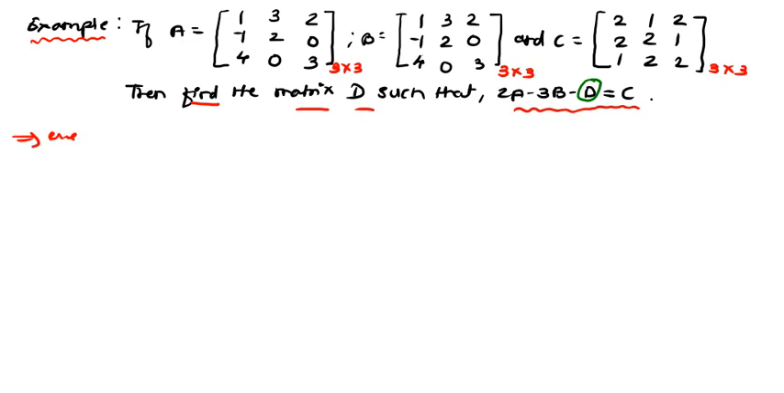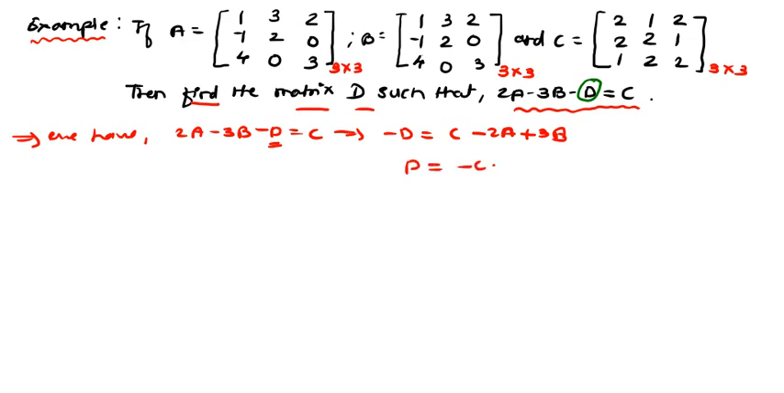So we have the equation 2A minus 3B minus D is equal to C. So we need this D. We can solve this equation. This implies minus D is equal to C minus 2A plus 3B. Again multiply this whole equation by minus sign. So this will be minus C plus 2A minus 3B, which is again 2A minus C minus 3B.